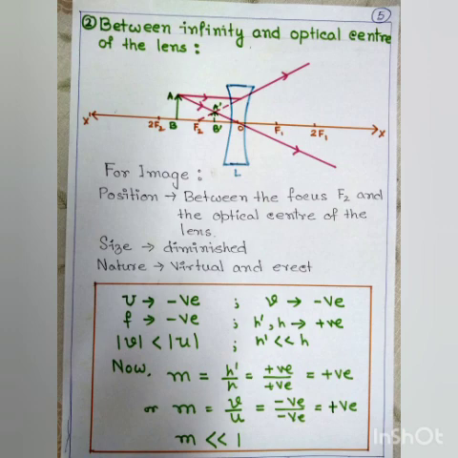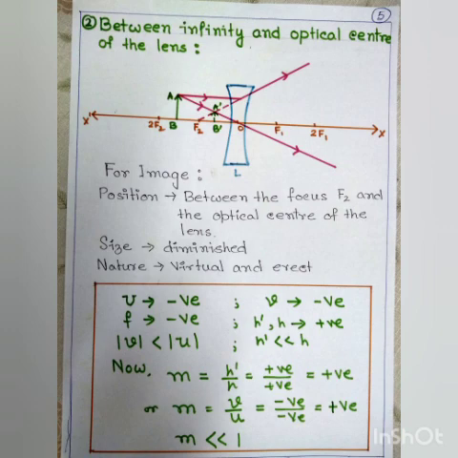And here a prime b prime is the image, and which is in between optical center and the second principal focus, that is f2. So position of the image is here between the focus f2 and the optical center of the lens, and see here the size is diminished, and by nature it is virtual and erect.